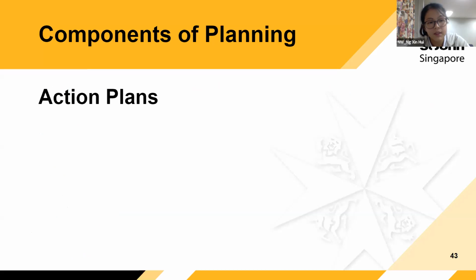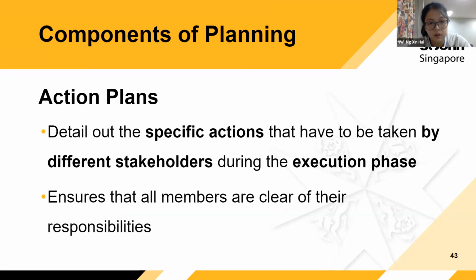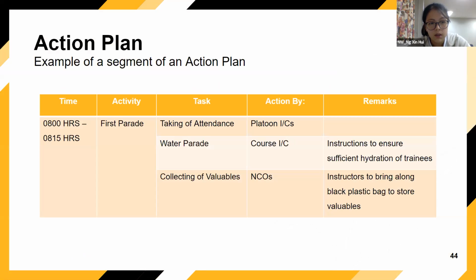Moving on to action plans. Action plans detail out the specific actions that have to be taken by different stakeholders during the execution phase, and it ensures that members are all clear of their responsibilities. This is an example of an action plan. It should be as detailed and as clear as possible, and so whoever receives it should immediately understand what they have to do at each timing.